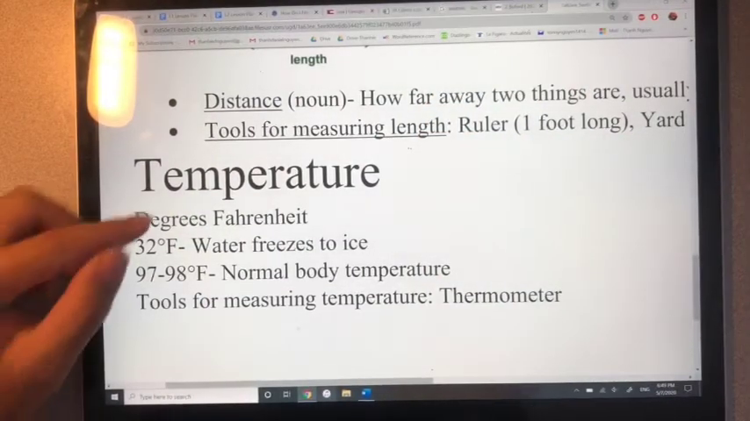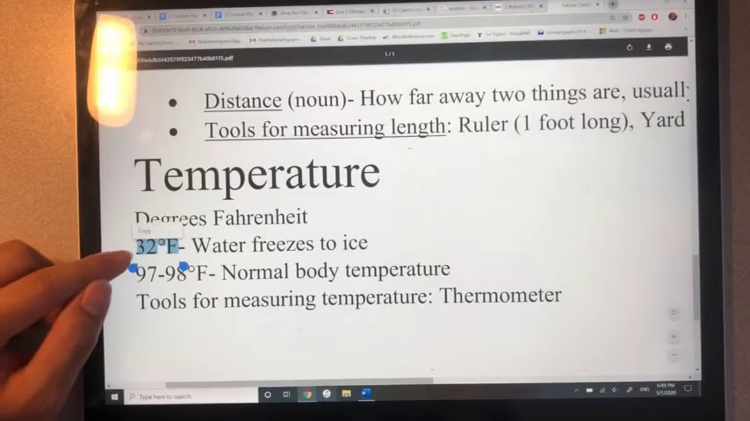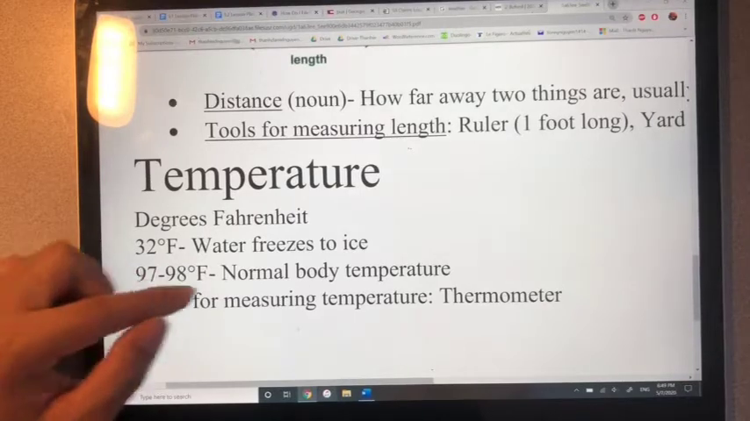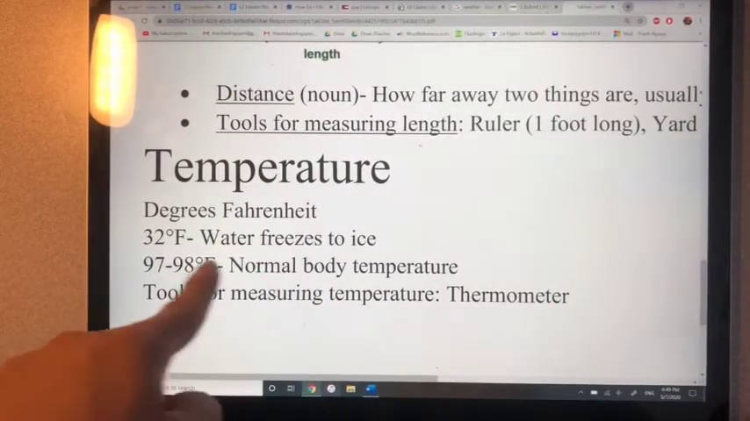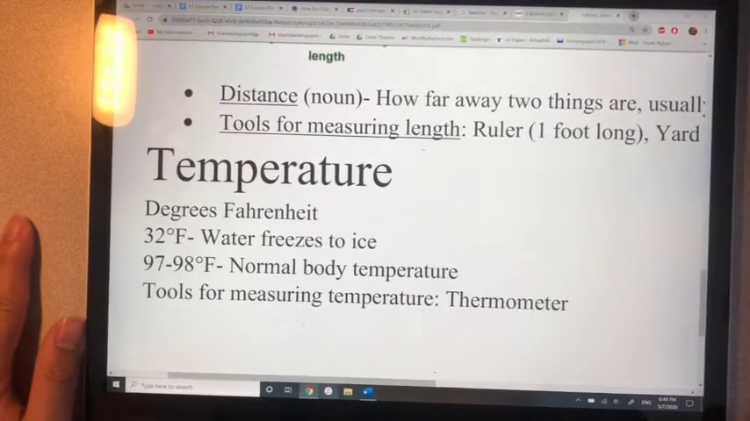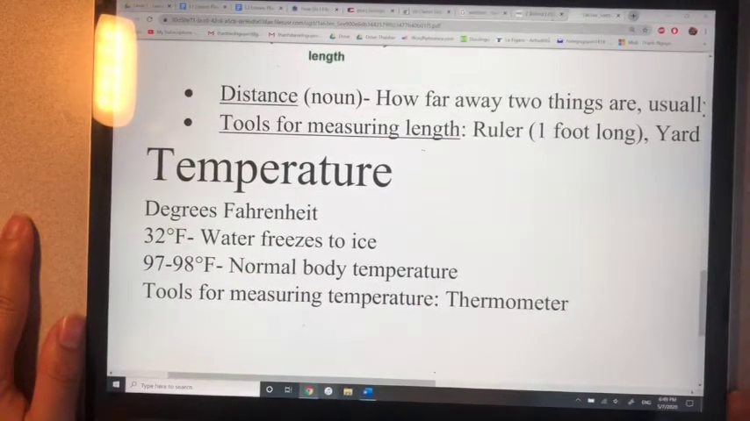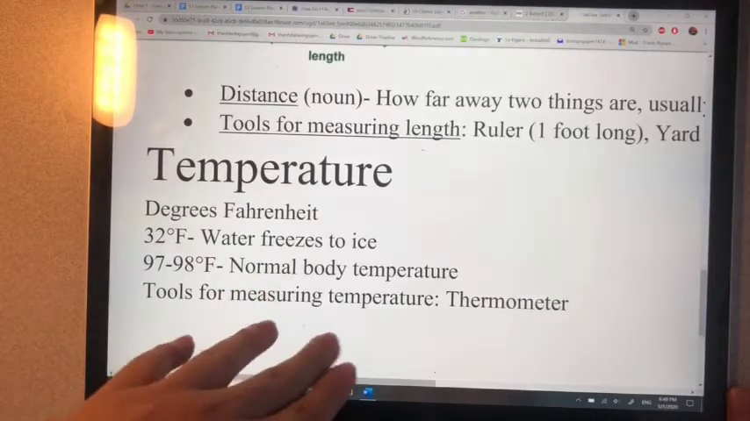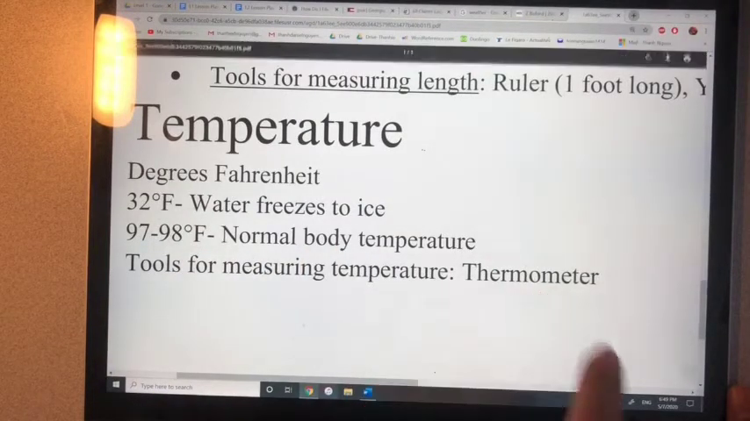And then some important temperatures. 32 degrees is when water freezes to ice. 97 to 98 degrees around here is normal body temperature. What's it called when you have a high body temperature? What's the word for when you have a high body temperature? The word is fever. I have a fever. And how do you measure a fever? With a thermometer.